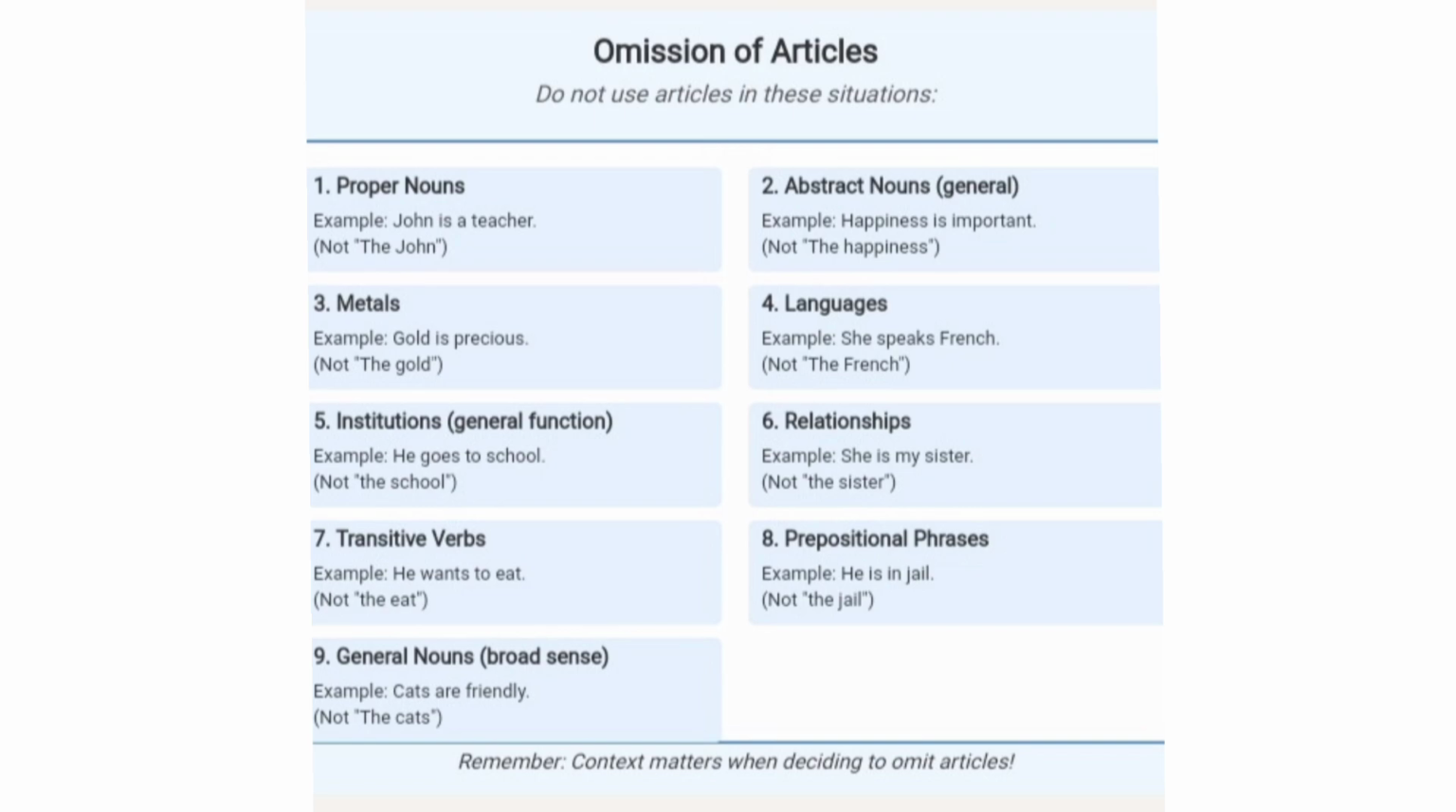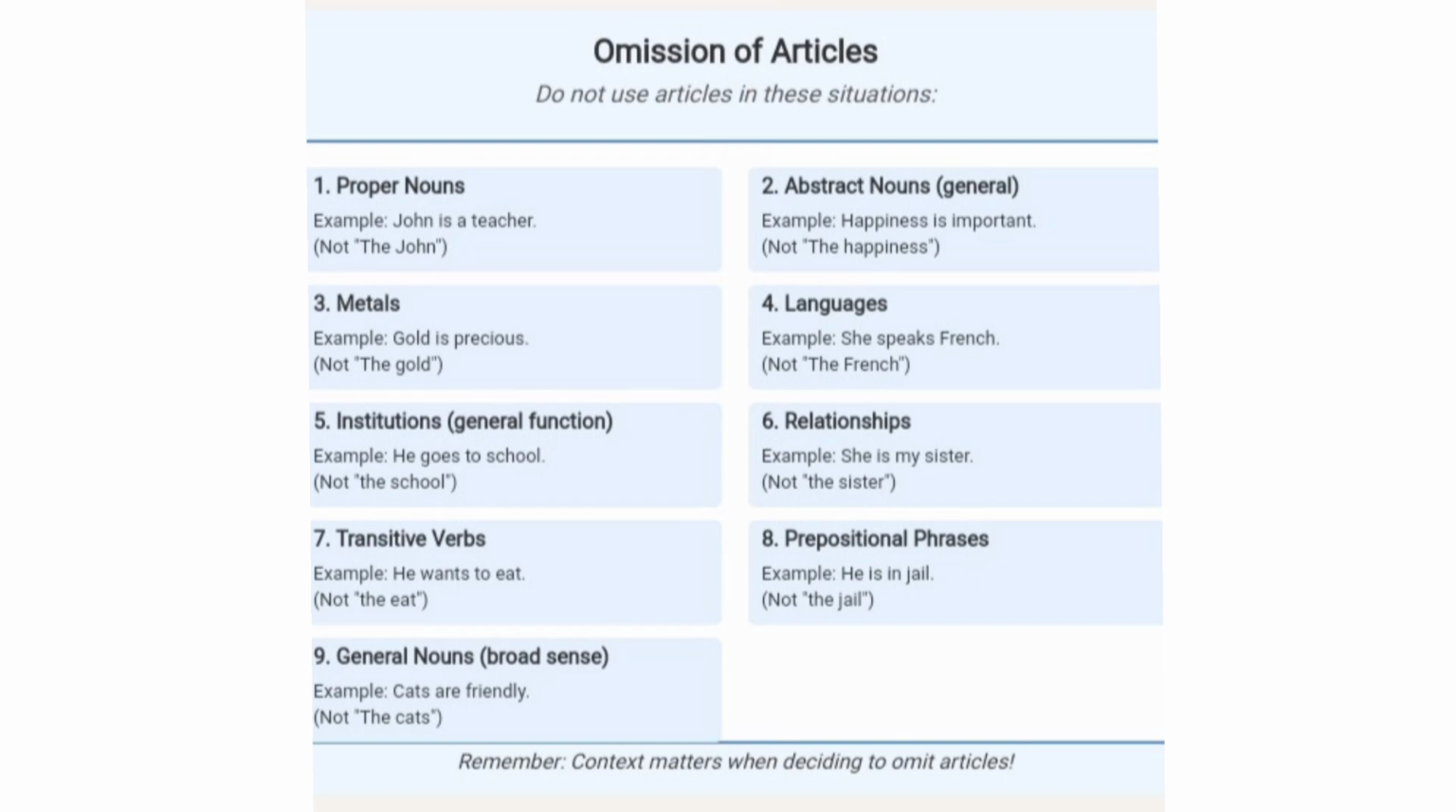Next, before relationships. Articles are not used when referring to a family or relationship. She is my sister. Should not say "she is the my sister" or "she is my the sister." Before verbs, do not use articles in certain grammatical constructions. He wants to eat. Should not say "he wants to the eat."